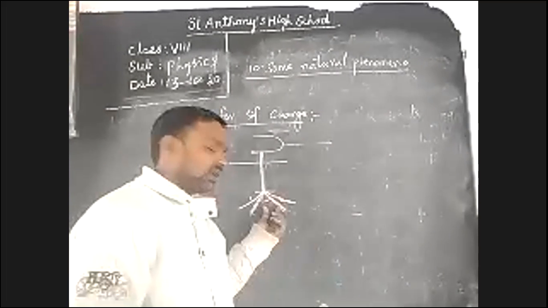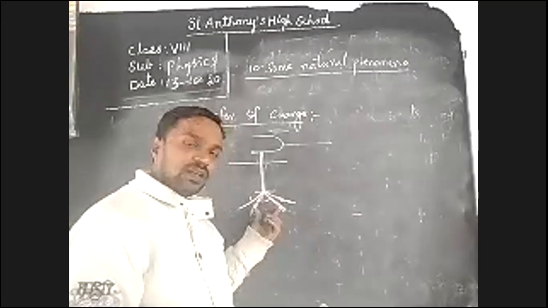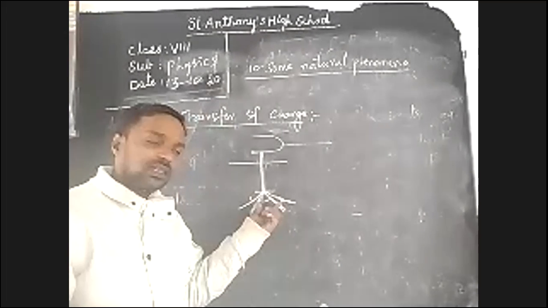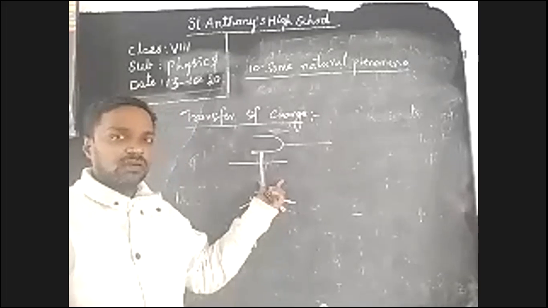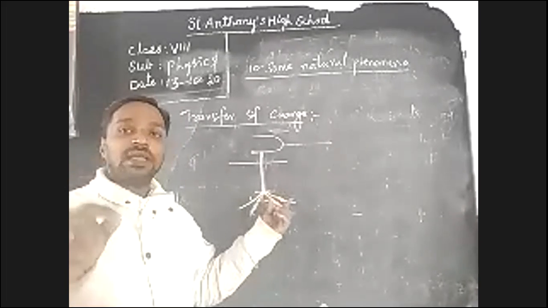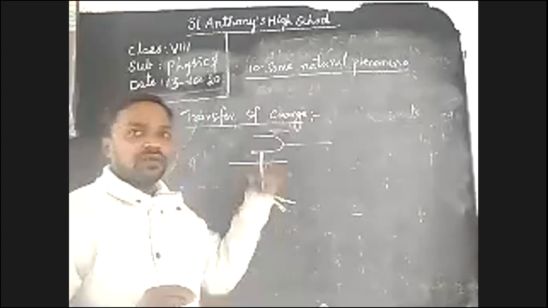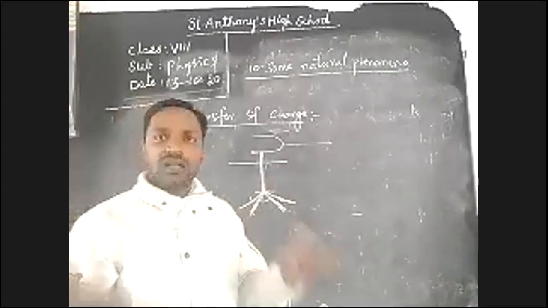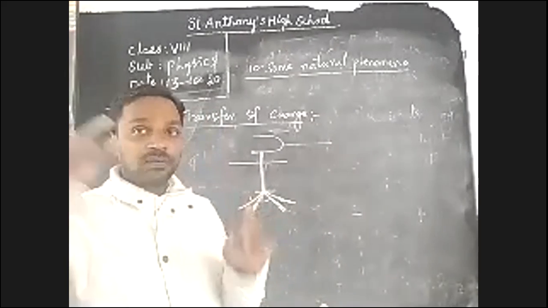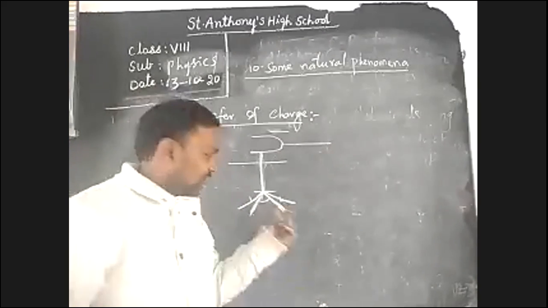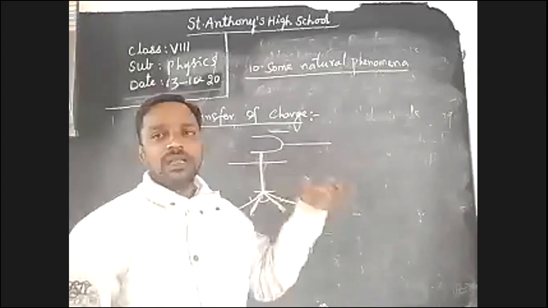By hammering it, we can make a very thin sheet of gold. When gold sheets are used for the leaves, it is called a gold leaf electroscope. Gold is costlier nowadays, so we will use copper. We can make copper thin also, though not up to the mark of gold, only to some extent. If copper is used, that is called a copper leaf electroscope.